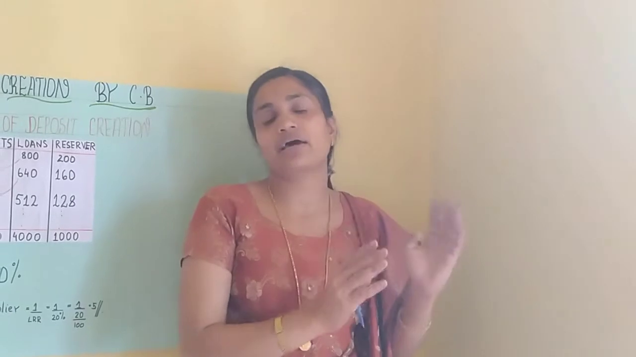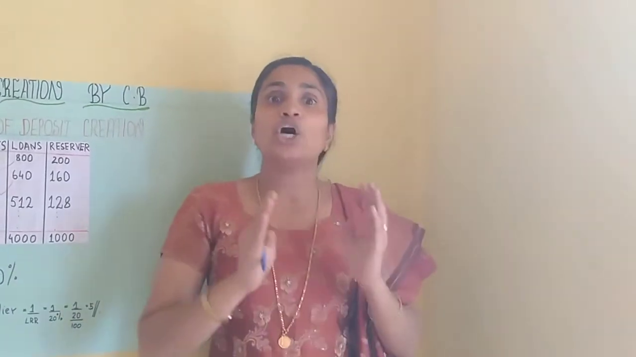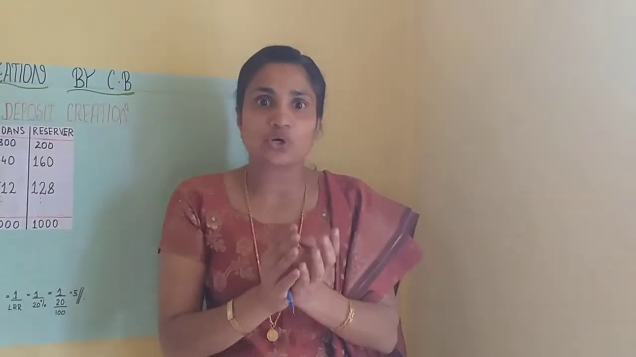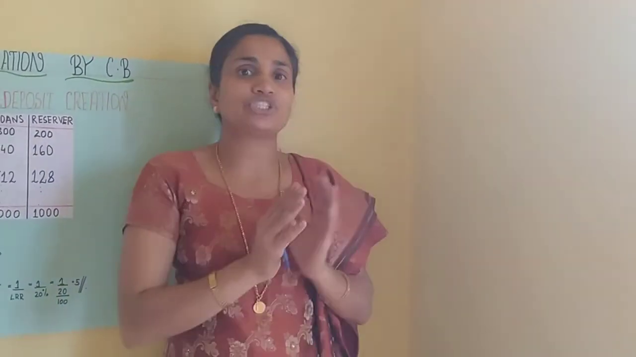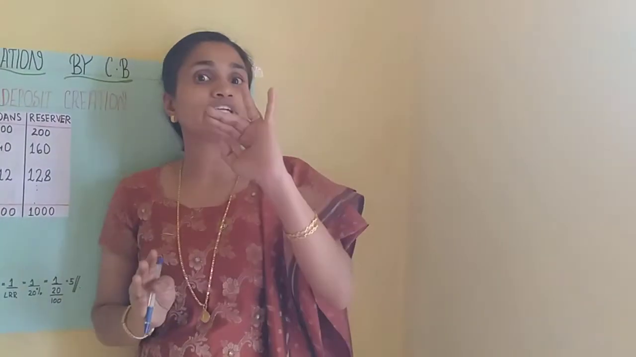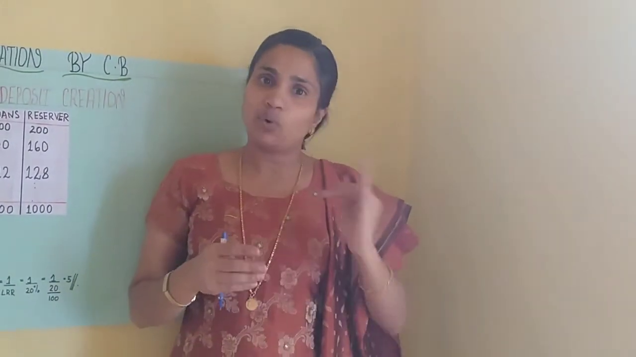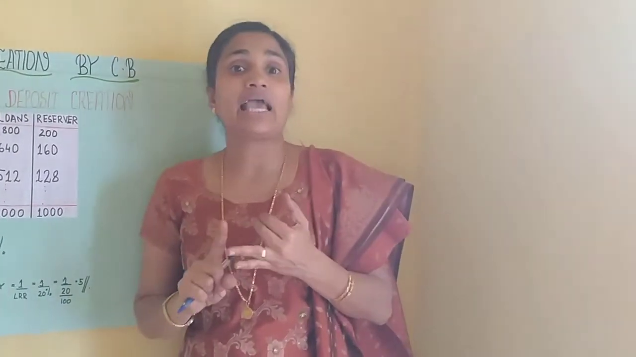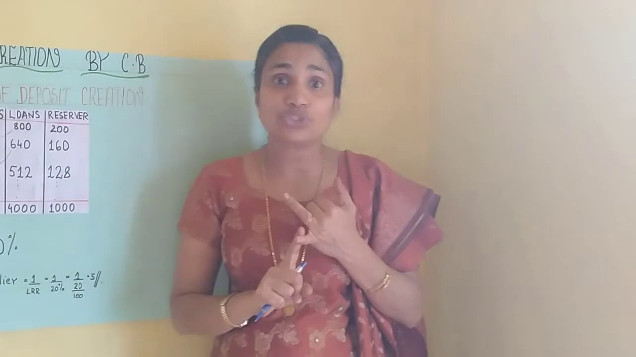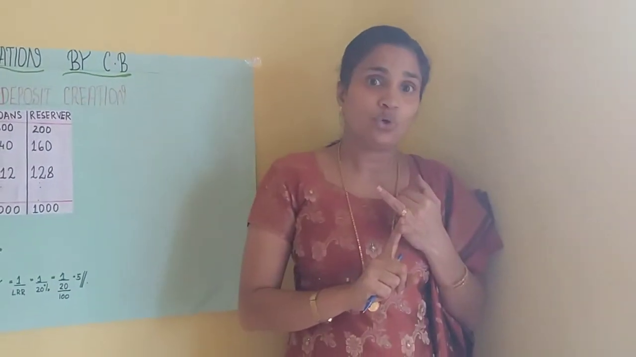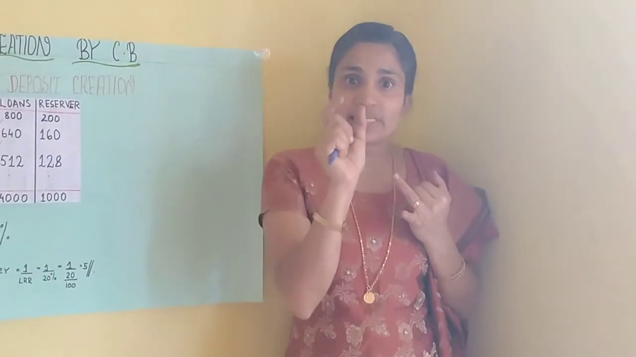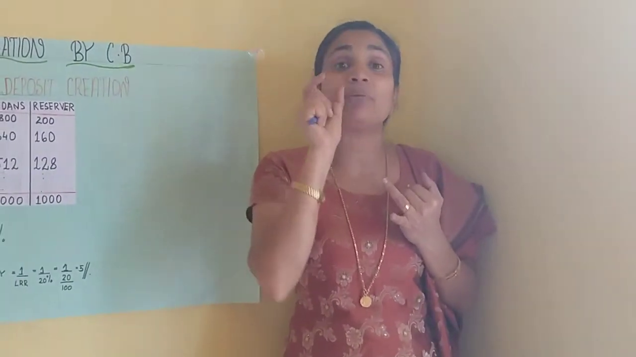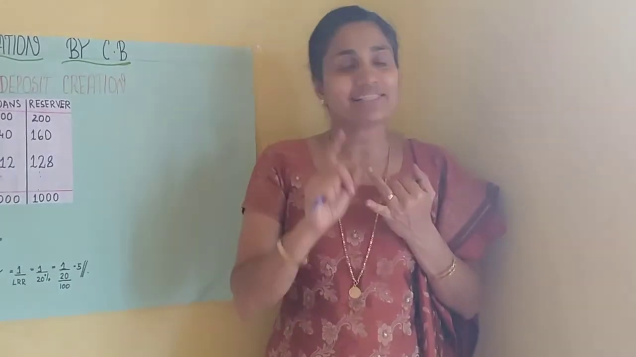LRR, Legal Reserve Ratio. Commercial banks legally reserve a certain ratio of their deposits. Here we can see that there are two components of the LRR. One is SLR and another one is CRR. SLR, Statutory Liquidity Ratio, means a portion of this LRR that the commercial banks keep with themselves. That amount we can call SLR.